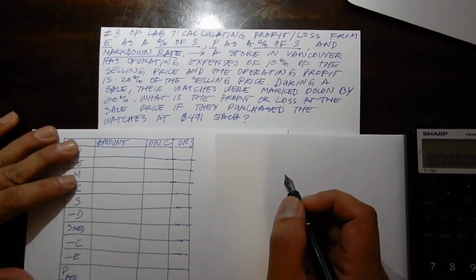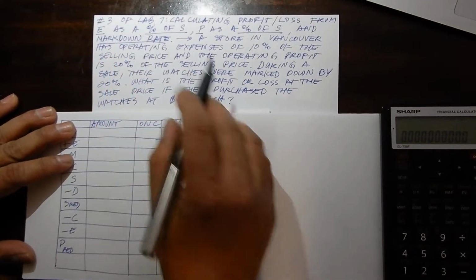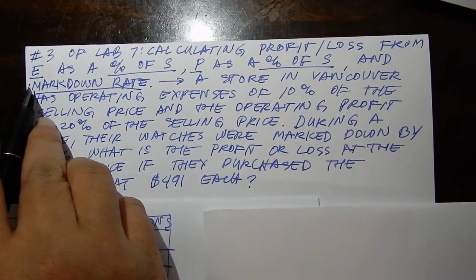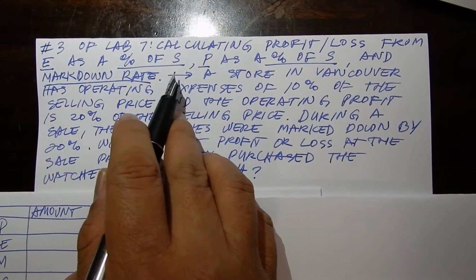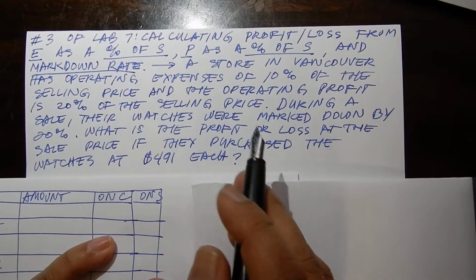Hello, Math 1052 students. I'm going to do question number 3 from Lab 7. This is calculating profit or loss from overhead expense as a percentage of selling price, profit as a percentage of selling price, and markdown rate.